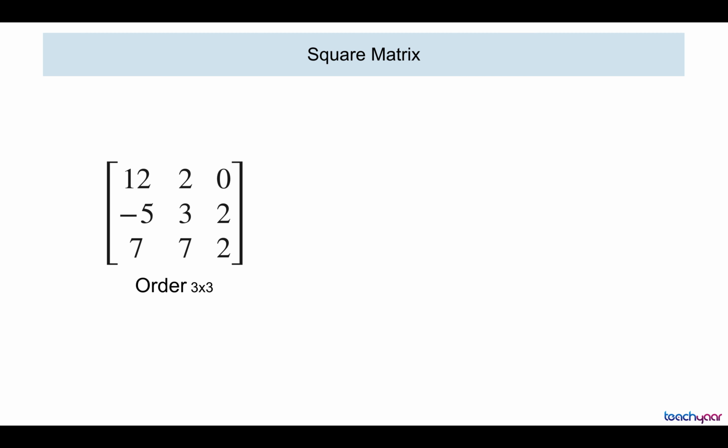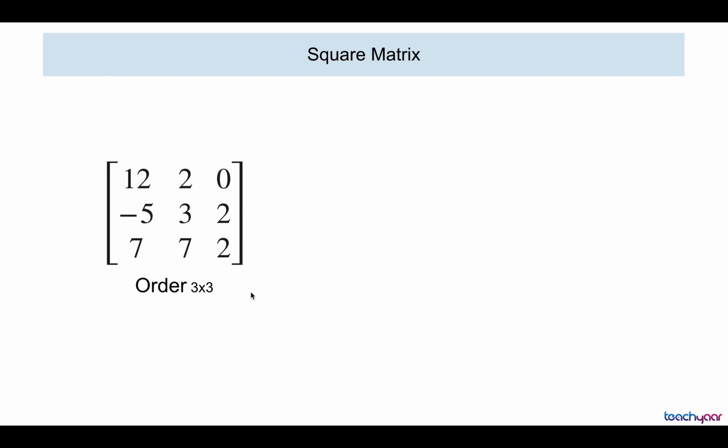So diving straight into the topic, what you see here is a matrix. It's got 3 rows and it's got 3 columns. So it's an order 3 by 3 matrix. Now what you see here, it's a 3 by 3 matrix, which means the number of rows is equal to the number of columns. And so it's a square matrix.